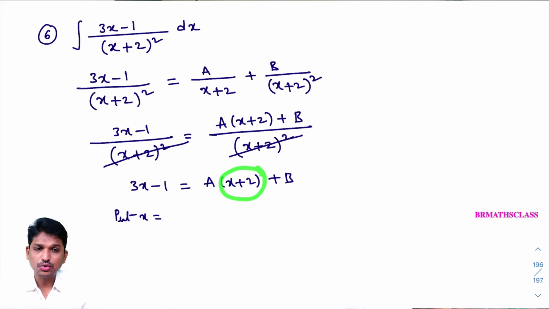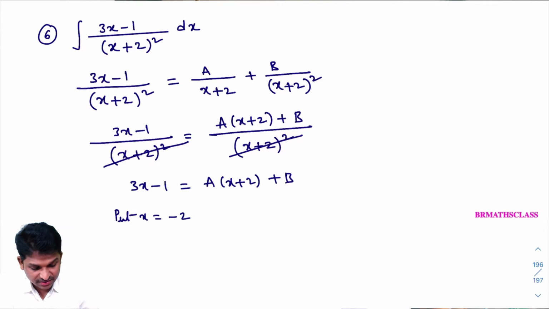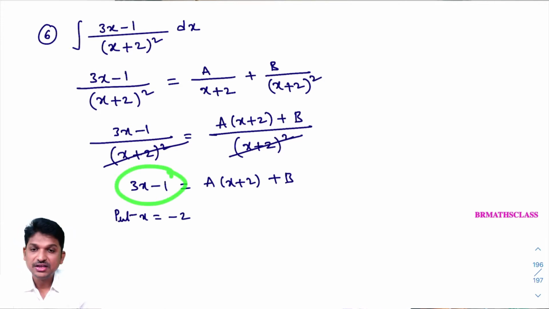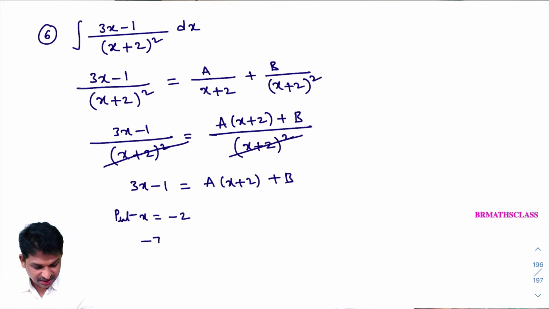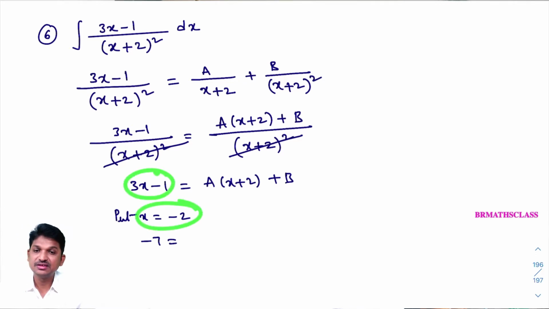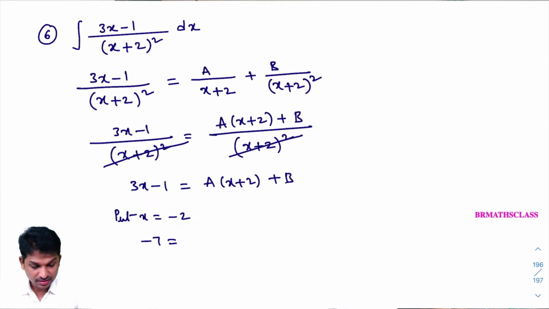I'll make this 0. X plus 2 equal to 0 means what is x? X is minus 2. I'll put x equal to minus 2. Put x equal to minus 2 here. 3 into minus 2, that is minus 6. Minus 6 minus 1, that is minus 7, equal to what happened here? This x equal to minus 2, I substituted in this. Minus 6 minus 1 is minus 7, equal to a into, no need to write this one.